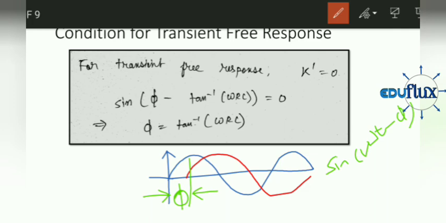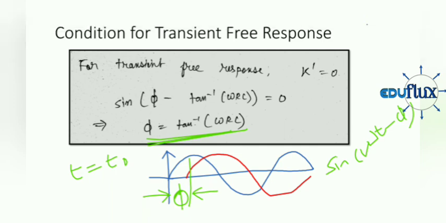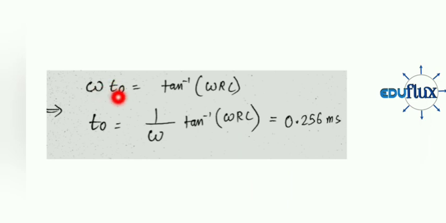Or what we can do here is that we can switch the circuit at t is equal to t naught. That we can do. So exactly that is what we have done here. This phi represents the switching time. So phi I can represent as omega into t naught, where t naught is the switching time. So omega into t naught is tan inverse of omega RC. So t naught is 1 by omega into tan inverse of omega RC.